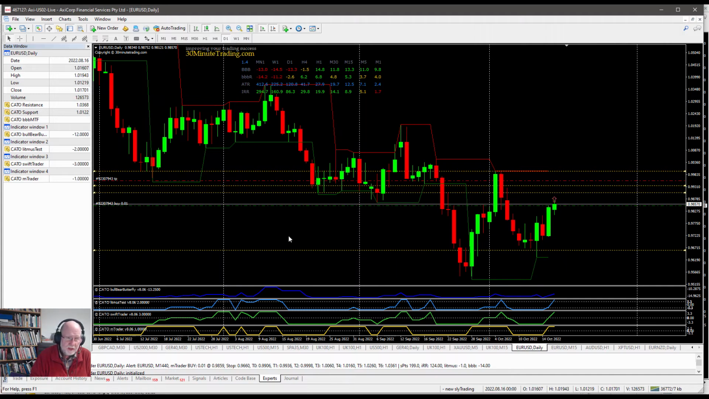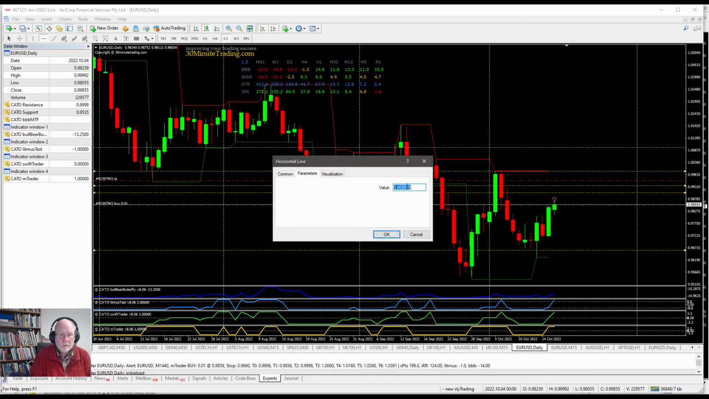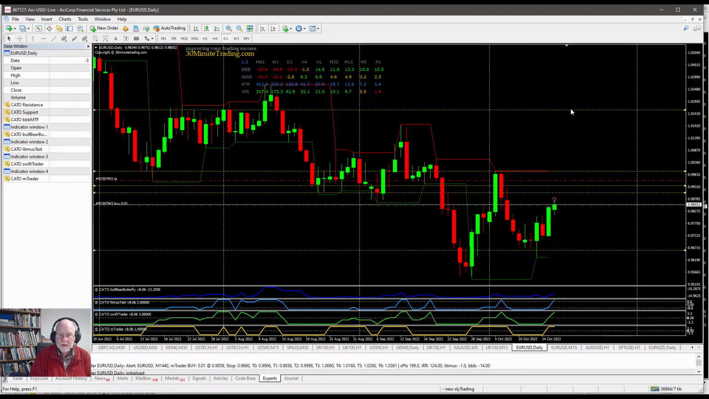So you want really to be targeting a bigger reward than your risk, all things being equal. Now you're balancing off the probability of hitting your closer target and winning versus losing. It's a trade-off. Let's take T5, 1.0260. T5. Okay, so you can see T5 is right up here, quite a long way away.